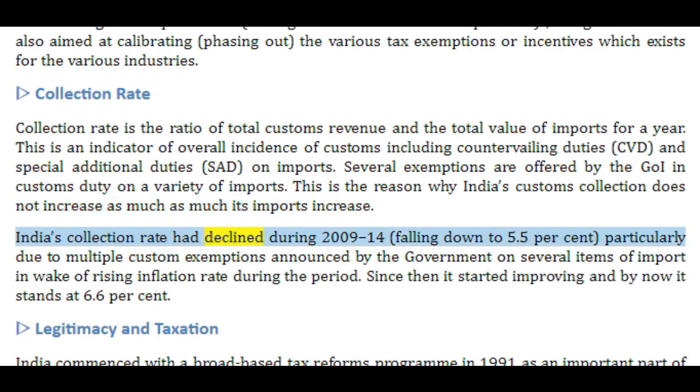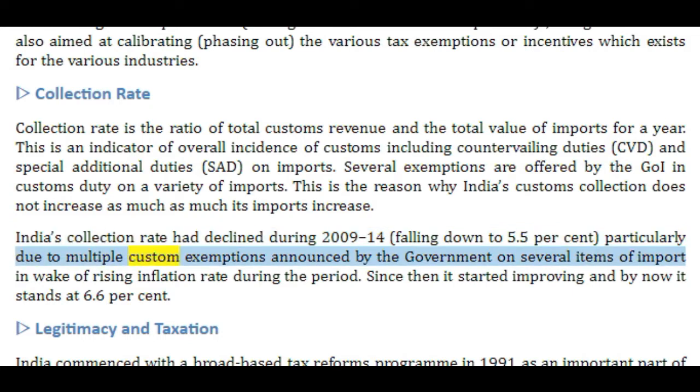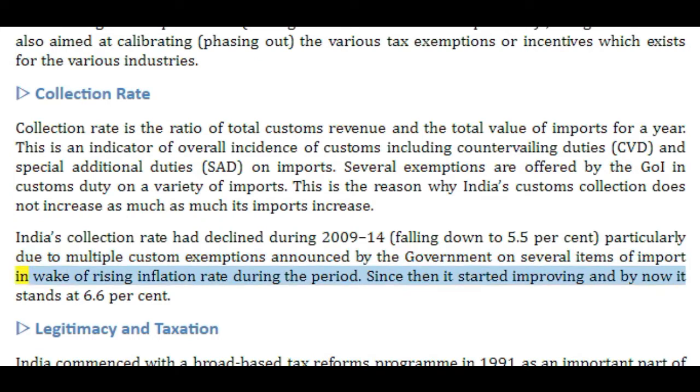India's collection rate had declined during 2009 to 14, falling down to 5.5%, particularly due to multiple custom exemptions announced by the government on several items of import in wake of rising inflation rate during the period. Since then it started improving and by now it stands at 6.6%.